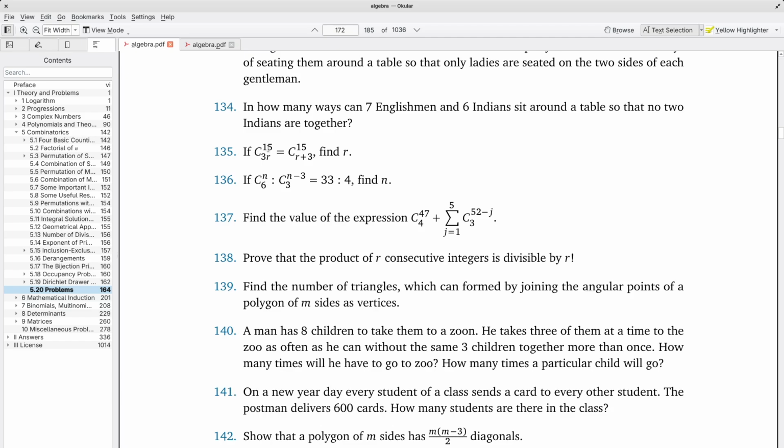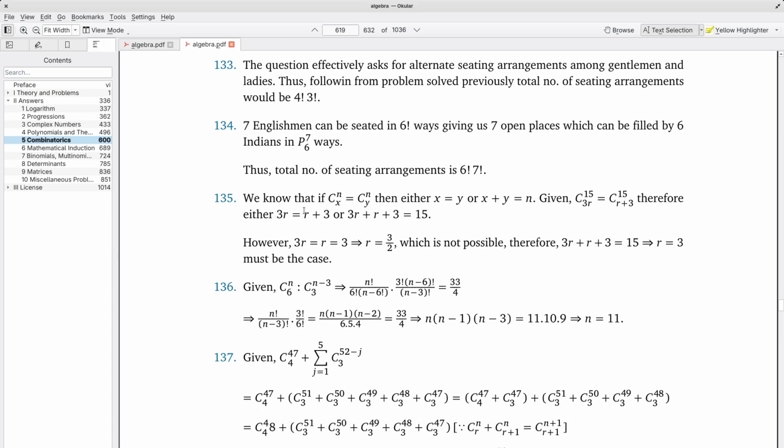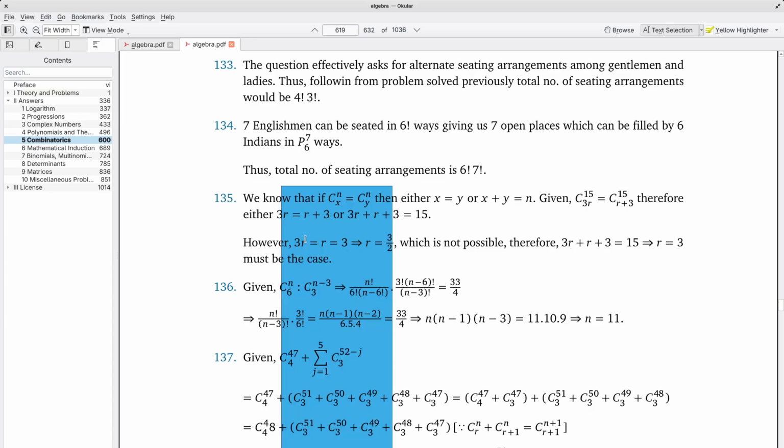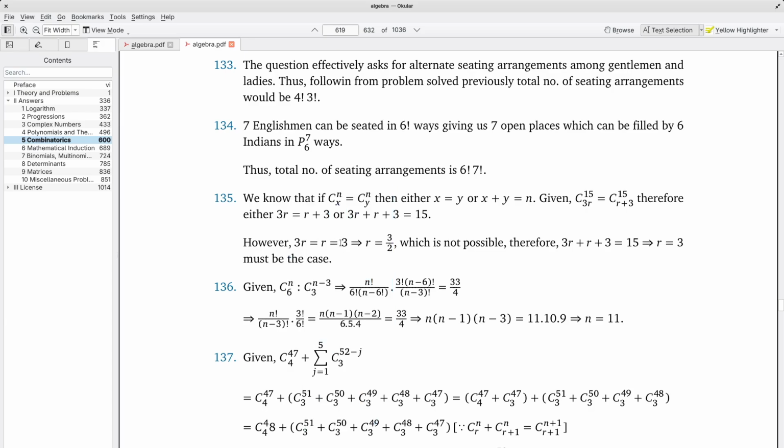Question 135 says that if 15C3r is equal to 15C(r+3), we have to find r. We know that if nCx is equal to nCy, then x is equal to y, or x plus y is equal to n. So either 3r is equal to r plus 3, or 3r plus r plus 3 is equal to 15. If we take the first condition, that is 3r is equal to r plus 3, r is equal to 3 by 2, which is not possible. Therefore, 3r plus r plus 3 is equal to 15, that is r is equal to 3.